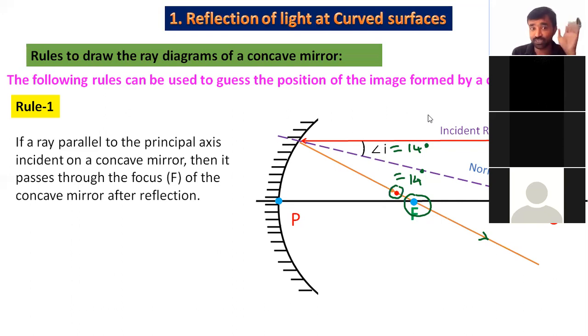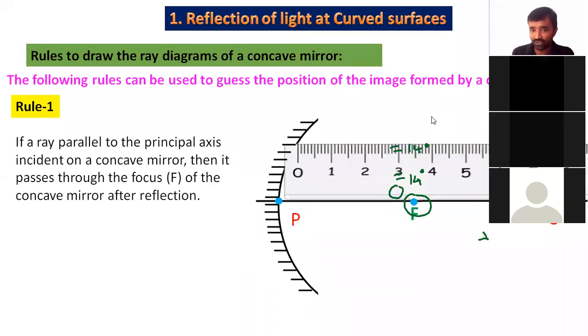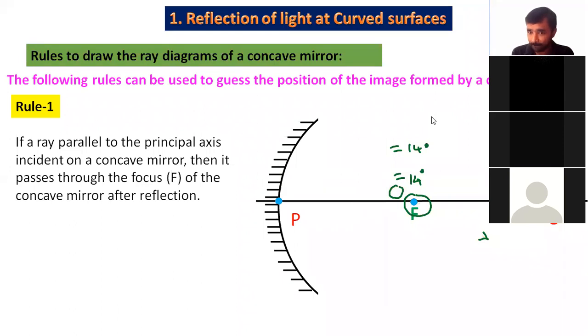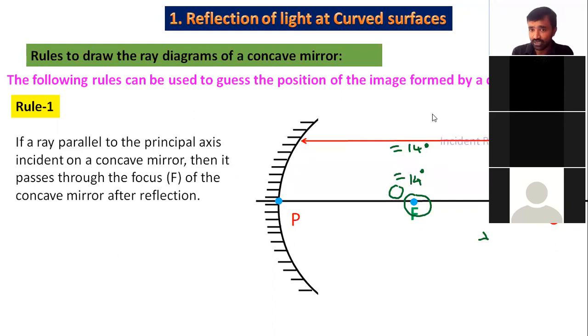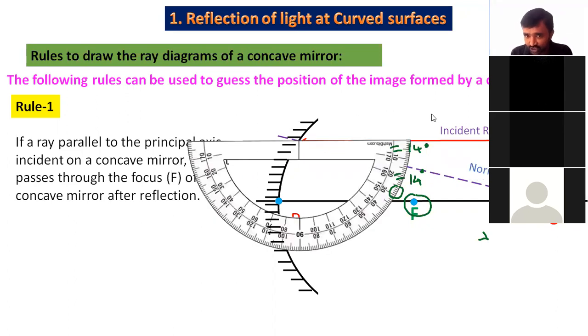So you can verify this mathematically. Choose an incident light ray parallel to the principal axis, as you see here. I chose a parallel ray by placing the scale like this, then drew a line, that means a ray incident on the mirror. Then I used a normal to measure the angle of incidence, which I measured as 14 degrees, and I wrote that angle of incidence here. Then I identified the same angle of reflection, 14 degrees, on the opposite side of the normal.